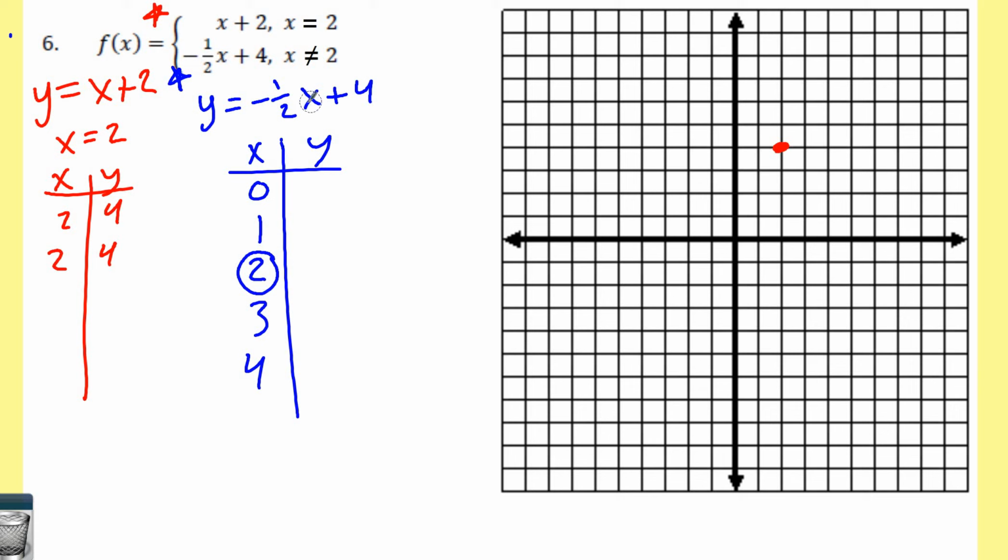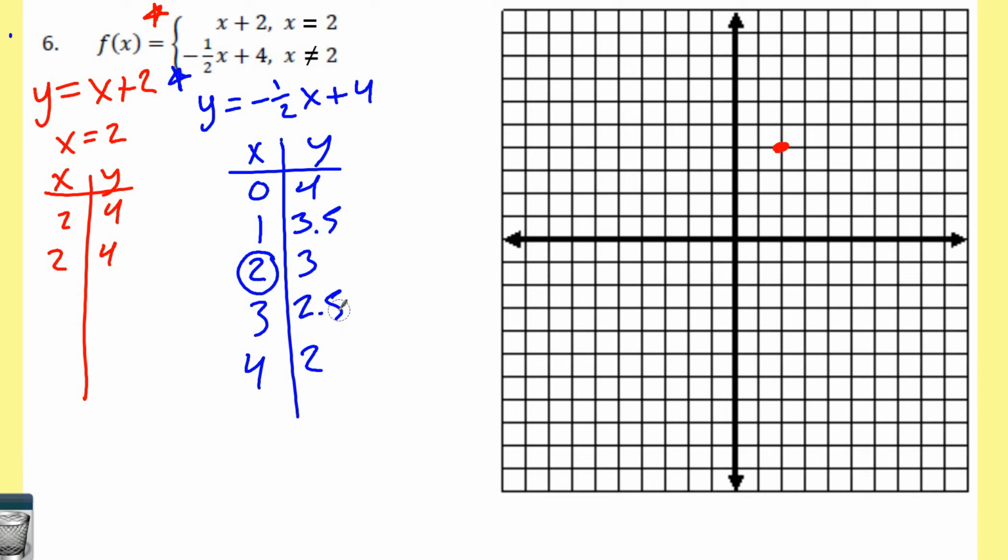So let's plug in these values. If I plug in 0, I get 4. If I plug in 2, that's a lot nicer. So I get 3, and I plug in 4, I get, not thinking straight, sorry, 2. So I can do it that way, but if I make mistakes plugging stuff in, I would go ahead and plug in 1 and just get decimals. So here I get 3.5, and for 3, I get 2.5.